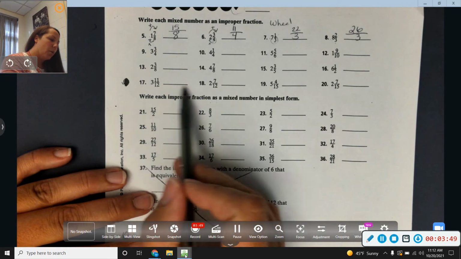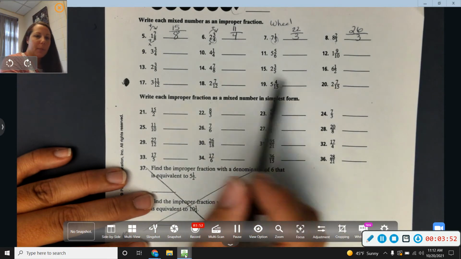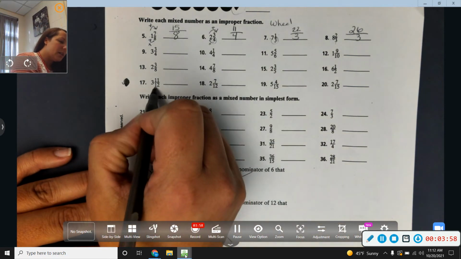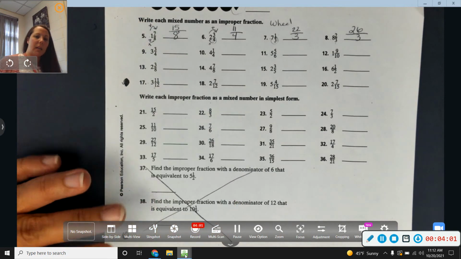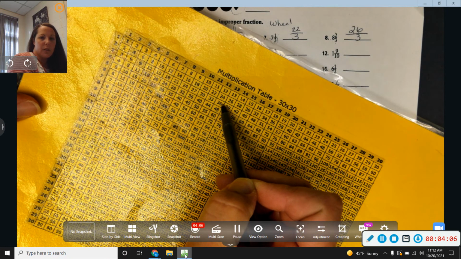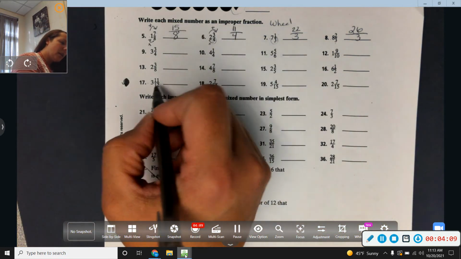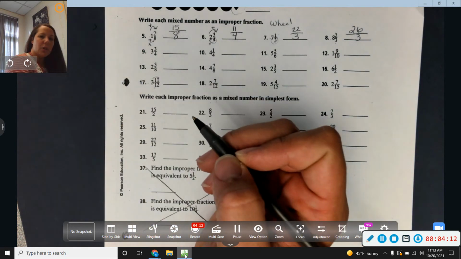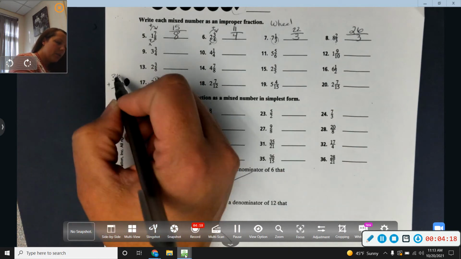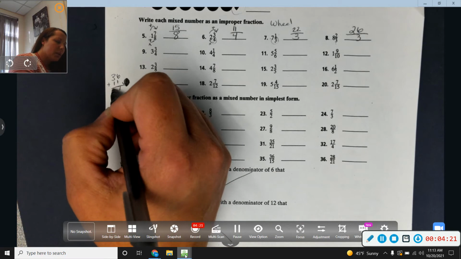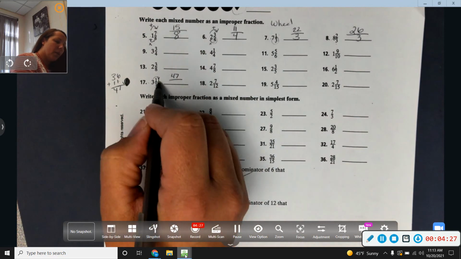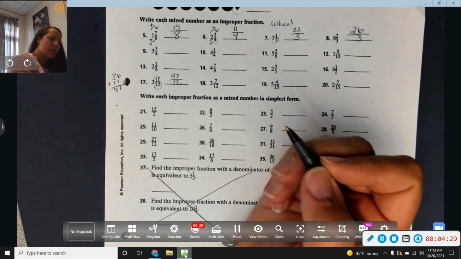I'm going to do this bottom row with you since the numbers are a little bit higher, but I want you to do these middle 2 on your own. Okay, so this is 12 times 3. If you're not sure, we go to 12 down to 3, which is 36, plus 11. Maybe you can't do that in your head, and that's okay. We just write it down. 6 plus 1 is 7. 3 plus 1 is 4. So we have 47 over, my denominator stays the same, so it's 12.